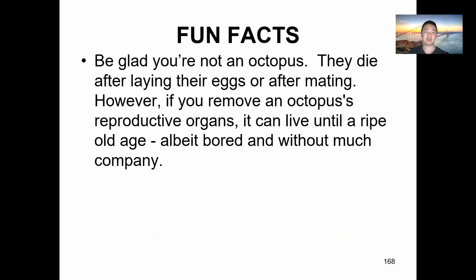All right, fun facts. Be glad that you're not an octopus. They die after laying their eggs and after mating. However, if you remove an octopus's reproductive organs, they can live for a very long time. Octopi are very dedicated. Once the female has laid all of her eggs in a cave, for example, she will protect those eggs until they hatch. And usually by the time that they do hatch, the female has completely depleted all of her reserves in her body and pretty much dies off because she has no more energy left to survive for herself.